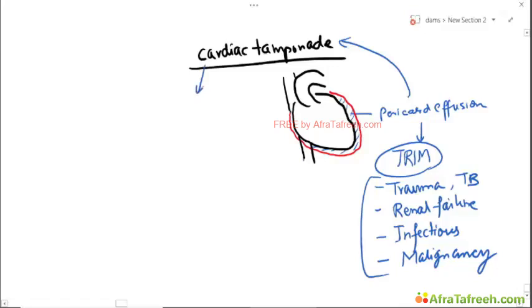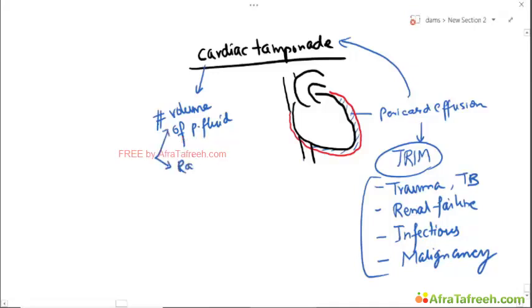Okay, the cardiac tamponade is not related to the volume of pericardial fluid. It is not that only large volumes of pericardial fluid can cause tamponade. The second variable is the rate of accumulation of fluid. So even if there is a small amount of fluid and it accumulates at a fast rate, this can lead to a cardiac tamponade. And slowly accumulating large volumes of fluid may not cause cardiac tamponade.